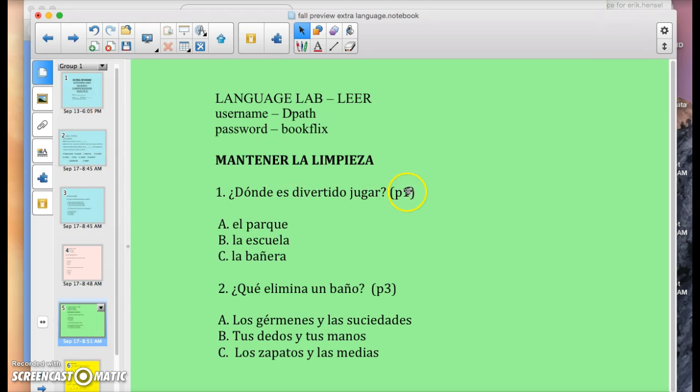And then the P1 is going to tell you what page the answer to the question can be found on. So it's a good idea to read the question before you start. ¿Dónde es divertido jugar? El parque, la escuela, la bañera. ¿Qué elimina un baño? Los gérmenes y las suciedades. Tus dedos y tus manos. Los zapatos y las medias. Well, let's do the first one right here on P1.